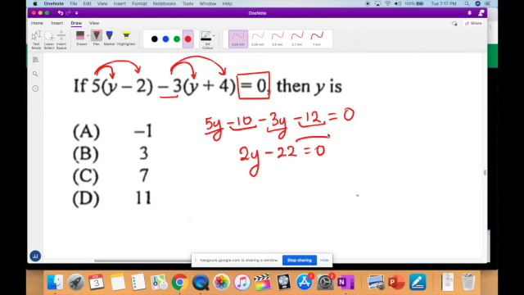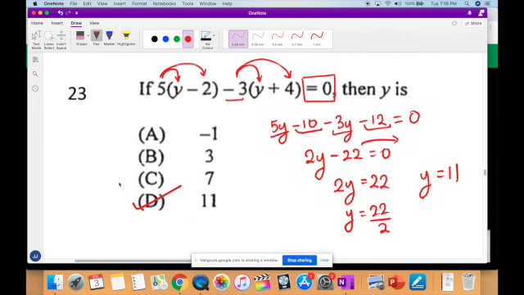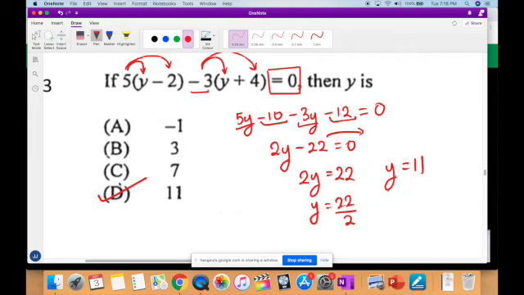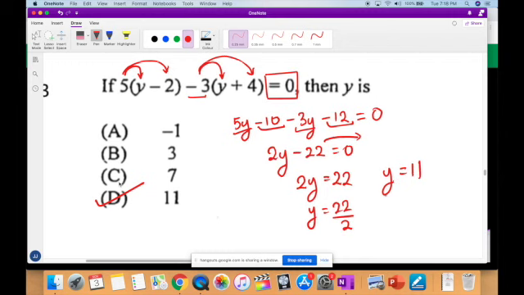So now I just fling the -22 across. 2y is equal to positive 22. Y is equal to 22 divided by 2. Y equals 11. How many of you all got this wrong? Don't feel shame. You understand what I did here though? Does it seem easy to you? Yeah, by distributing the law. So that's all they had to really do.